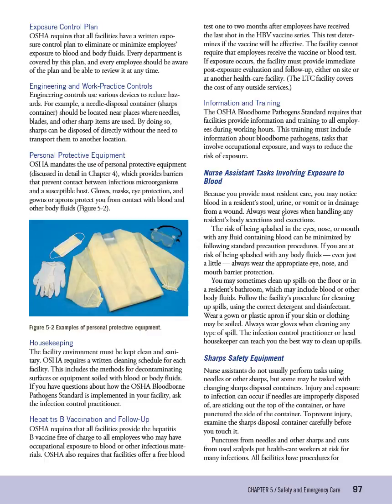Information and training. The OSHA bloodborne pathogen standard requires that facilities provide information and training to all employees during working hours. This training must include information about bloodborne pathogens, tasks that involve occupational exposure, and ways to reduce the risk of exposure.